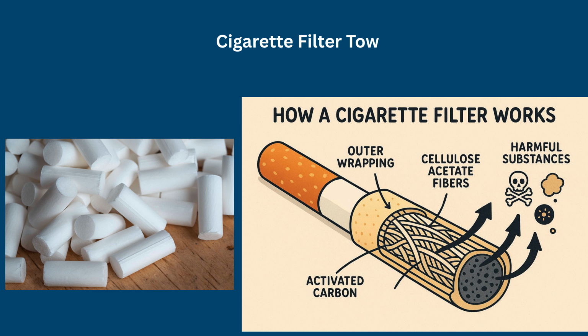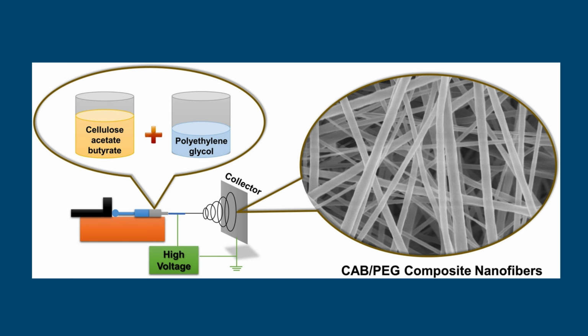Perhaps the largest commercial use remains cigarette filter tow, where cellulose acetate effectively captures particulate matter while maintaining low airflow resistance. Electrospun cellulose acetate nanofibers have also attracted considerable interest for tissue engineering scaffolds, drug delivery systems, air filtration, protective clothing, and smart textiles.